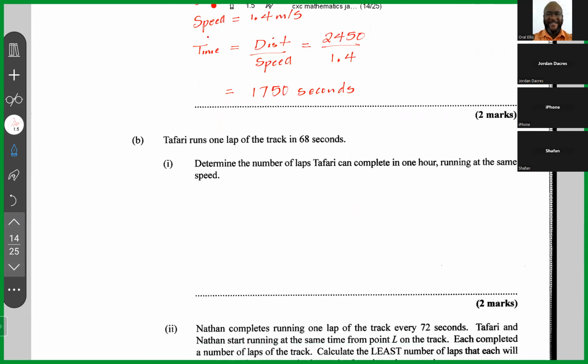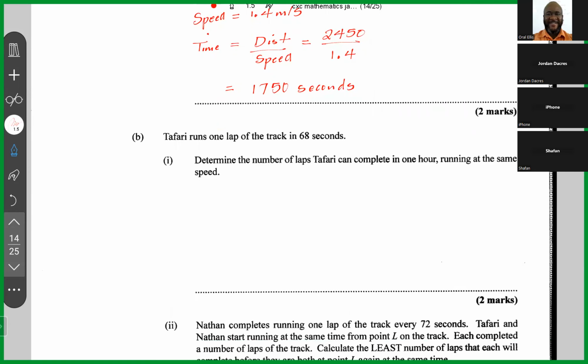It says Tafari runs one lap of the track in 68 seconds. Determine the number of laps Tafari can complete in 1 hour. Well, first, let's determine the number of seconds in an hour. There are 60 seconds in 1 minute, and there are 60 minutes in an hour. There's a total of 3,600 seconds in an hour.